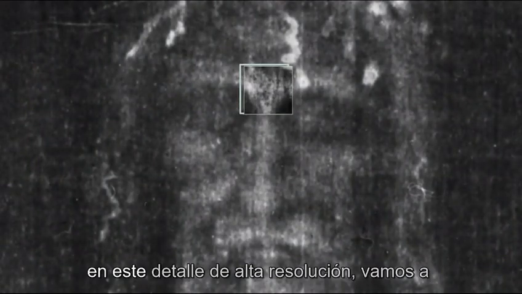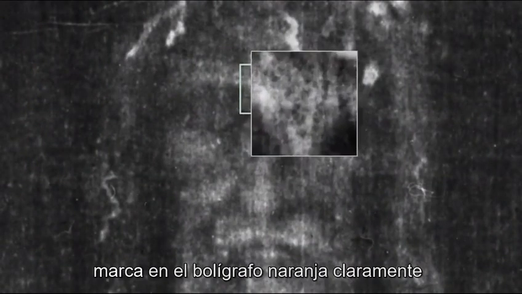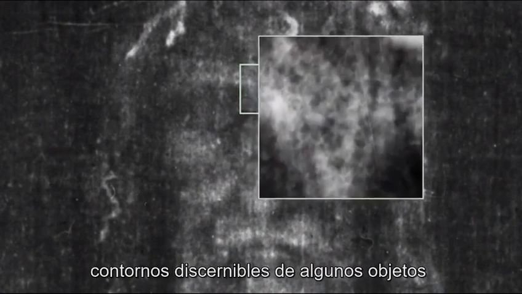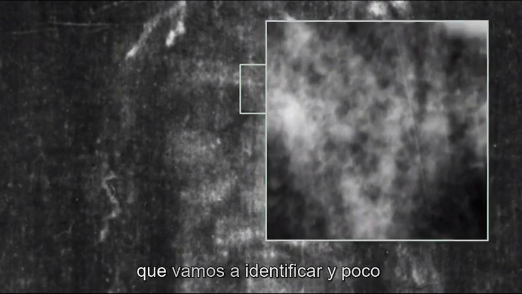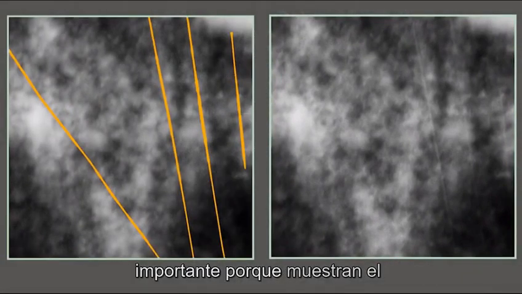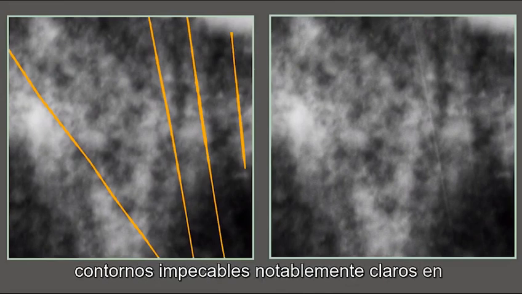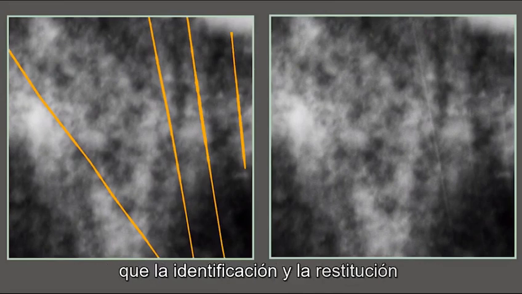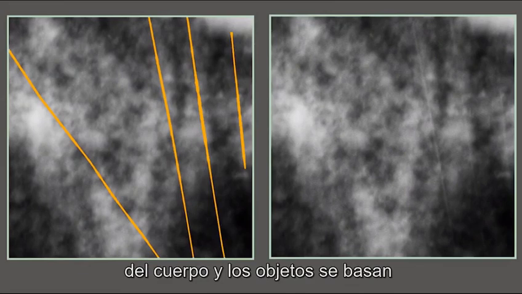On this high-resolution detail, let's mark in orange pen the clearly discernible outlines of some objects that we will shortly identify and restitute. These images are extremely important because they show the remarkably clear, flawless contours on which the identification and restitution of the body and objects are based.